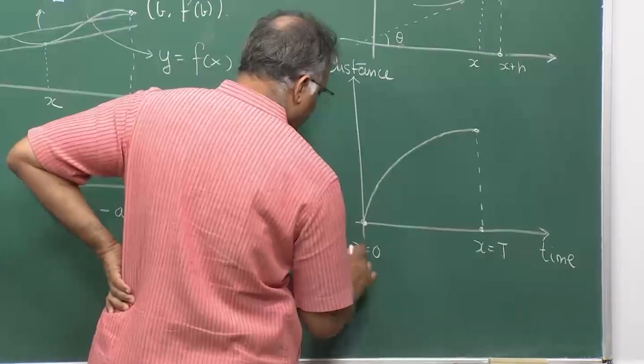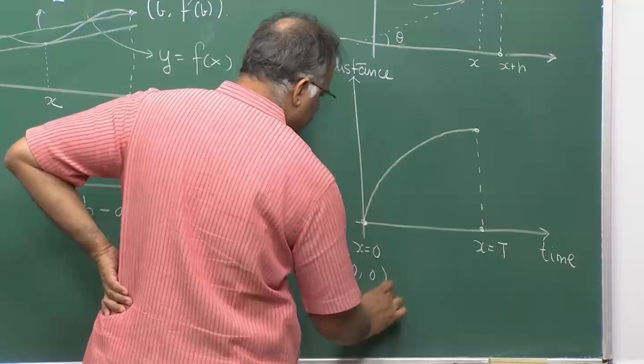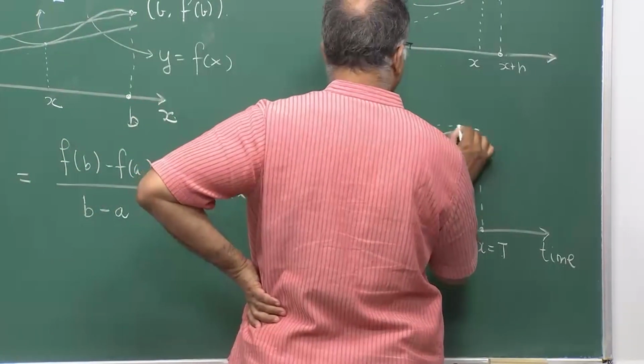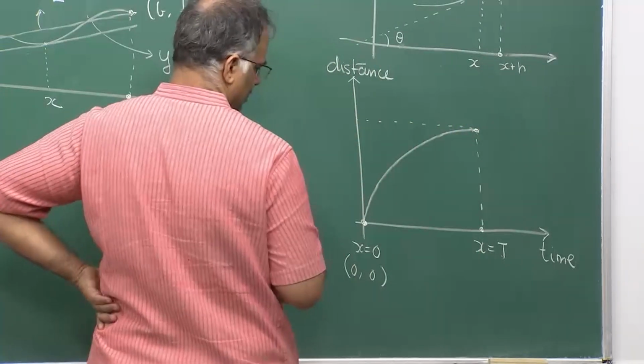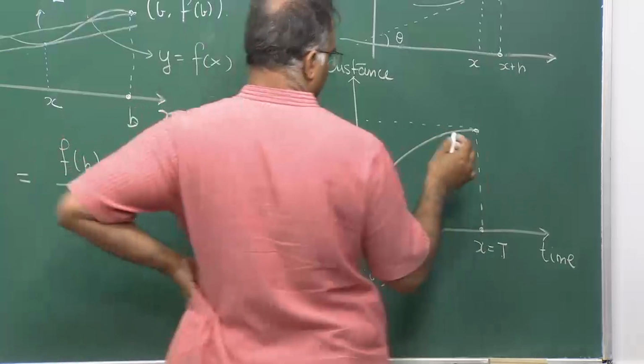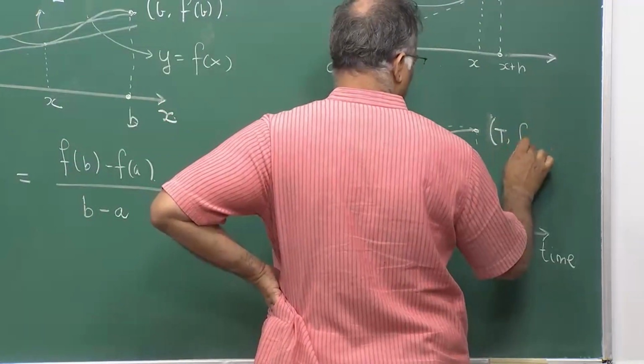So at the point x equal to 0, the distance travelled is 0, and at the point x equal to t, the distance travelled is, say, so the distance is a function of time, let us call it f of x, so the distance is f of t. So, this point is t, f of t.